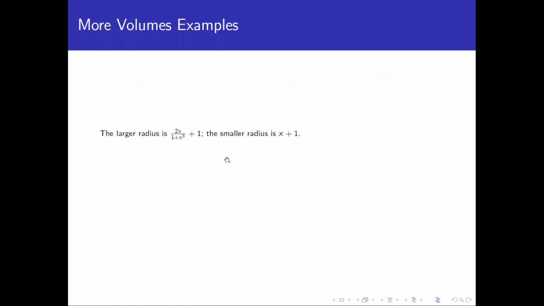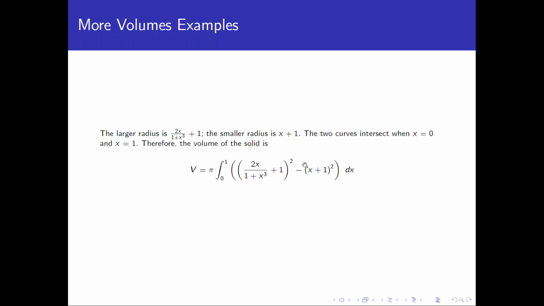So our larger radius will be 2x over 1 plus x cubed minus a minus 1. Our smaller radius will be x minus a minus 1. Again, we can figure out the points of intersection either from the graph or just set them equal to each other and solve. In this case, you get x equals 0 or x equals 1. Now we're using the washer method to evaluate this volume. So it's pi times big radius squared minus little radius squared, and then integrate it from 0 to 1.